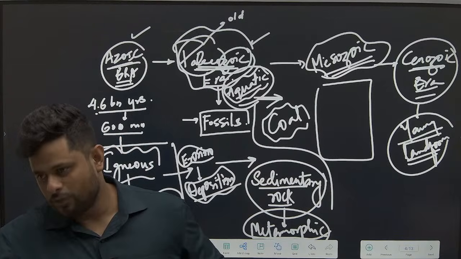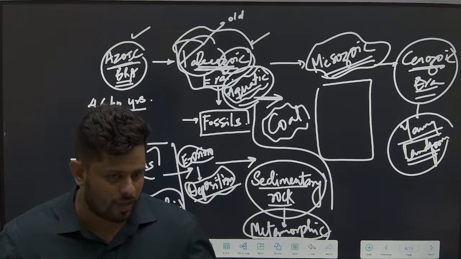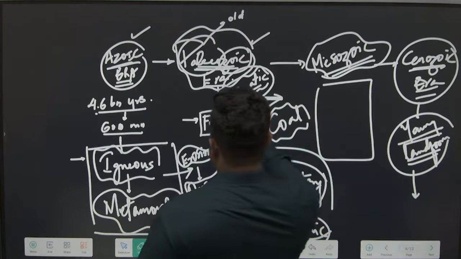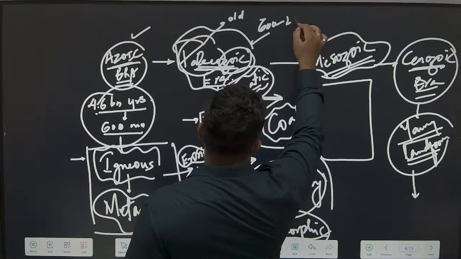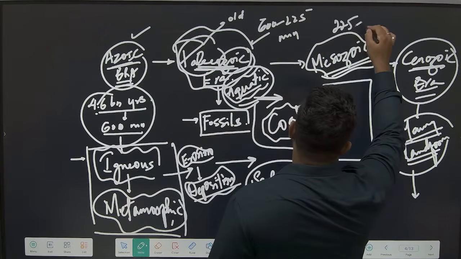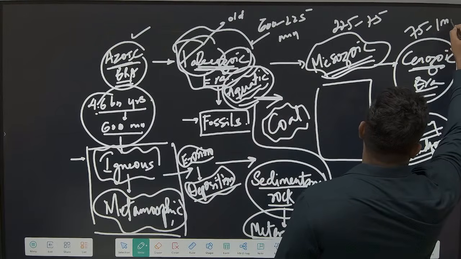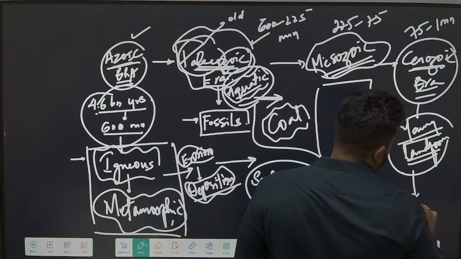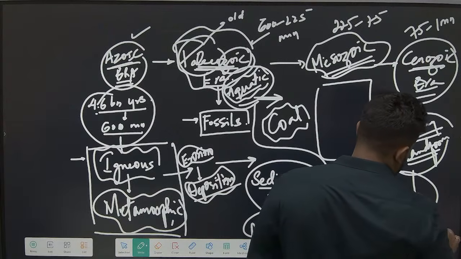we can say. Tsunamis are nothing but submarine seismic activity. Correct? But for the last eras, giving numbers over here just to have an idea: the Paleozoic era is from 600 to 225 million years ago. Mesozoic, 225 to 75 million years ago. Cenozoic, 75 to 1 million years ago. And Neozoic, the last era, is 1 million till present.